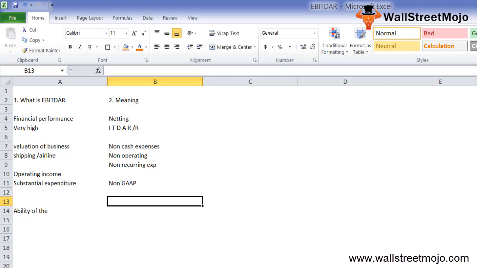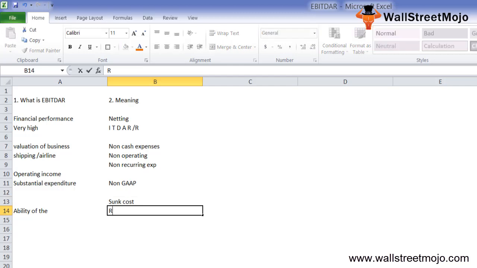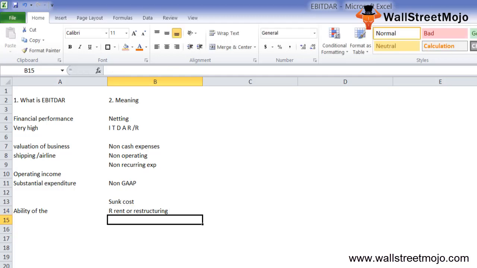Now, while calculating the EBITDAR, the purpose behind adding back the rent is that it is treated as a sunk cost, which means that the cost has already been incurred or is certain to have occurred in the financial statement of the company, irrespective of its performance. So R stands for rent or restructuring. Okay, this is the meaning, right?